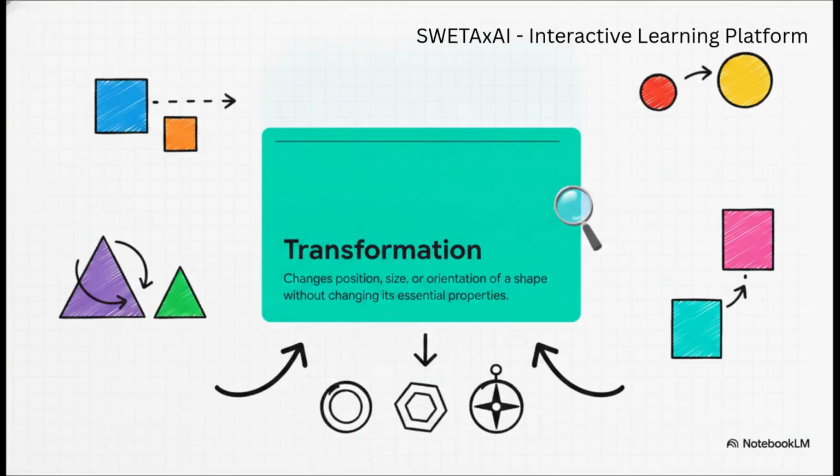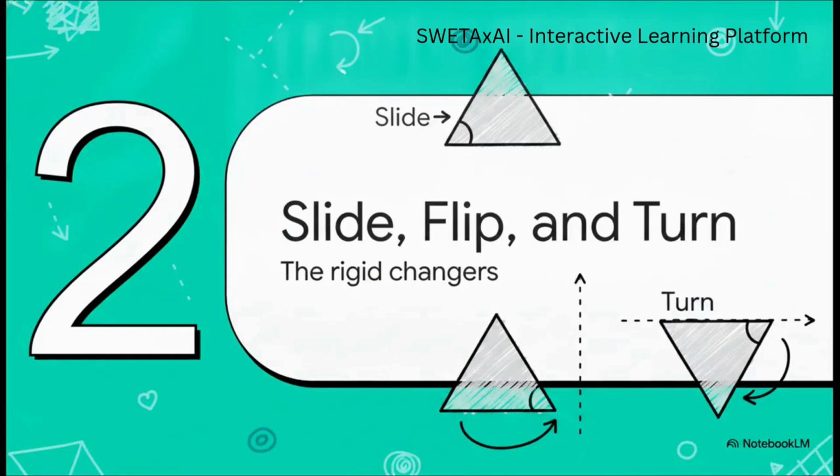So, a transformation is exactly this. It changes the position, size, or orientation of a shape without changing its essential properties. As we go through the 4 transformations today, I really want you to keep a mental rule of 3 scorecard. We're going to judge every single move by how it affects 3 things: size, shape, and orientation. Those are our core metrics.